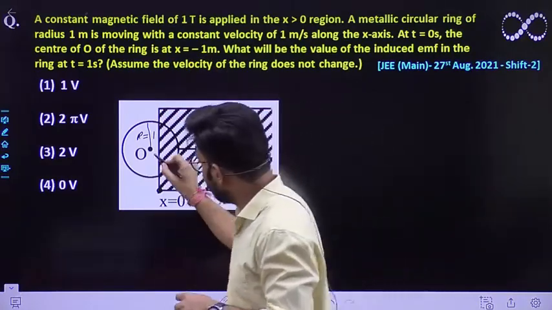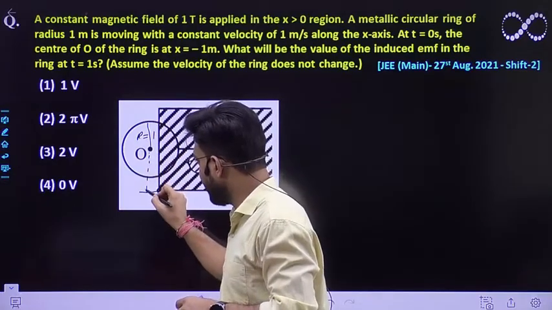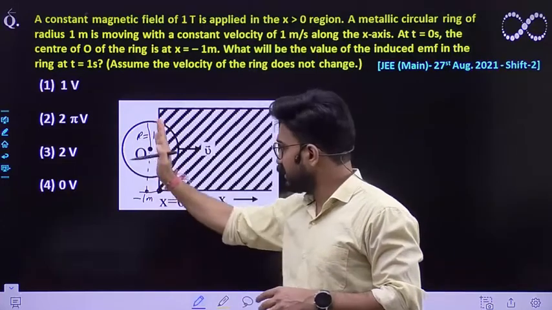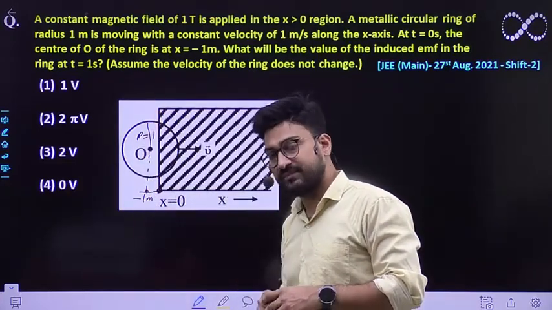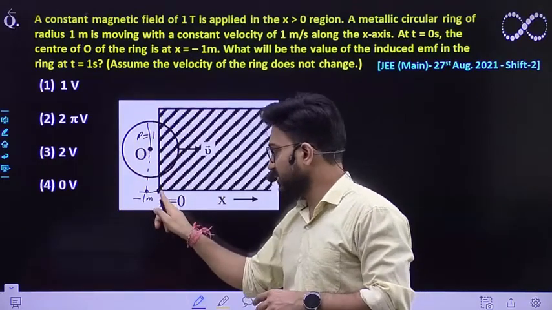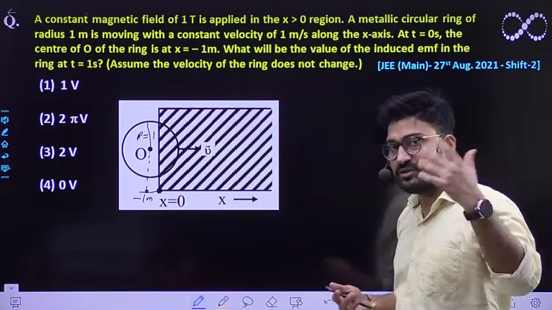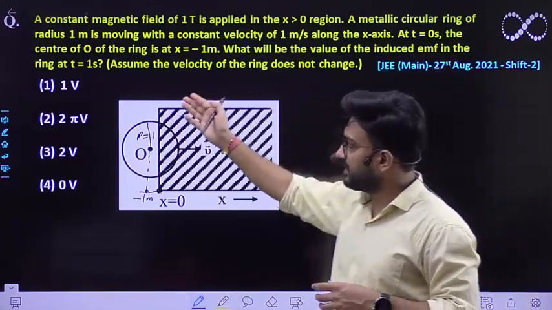So that means when time has been started, this O was at this -1 meter stand. This O is on the axis at 1 meter, so it is below this point of x equal to 0. So at this point you have started observing the motion. What will be the value of the induced EMF in the ring at t equal to 1 second?